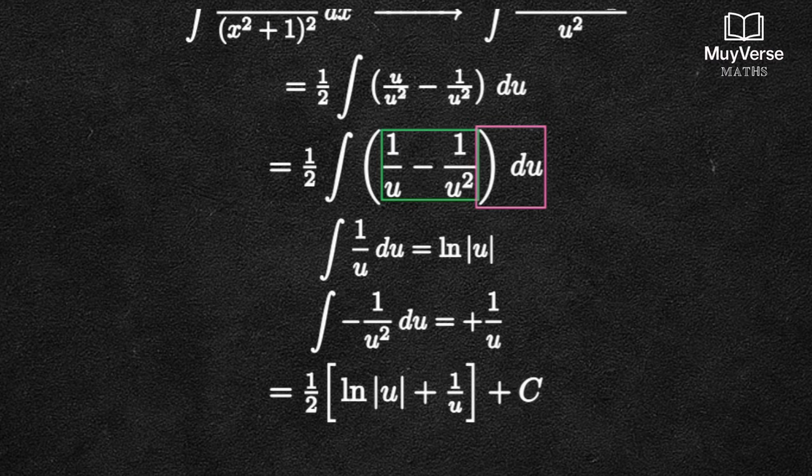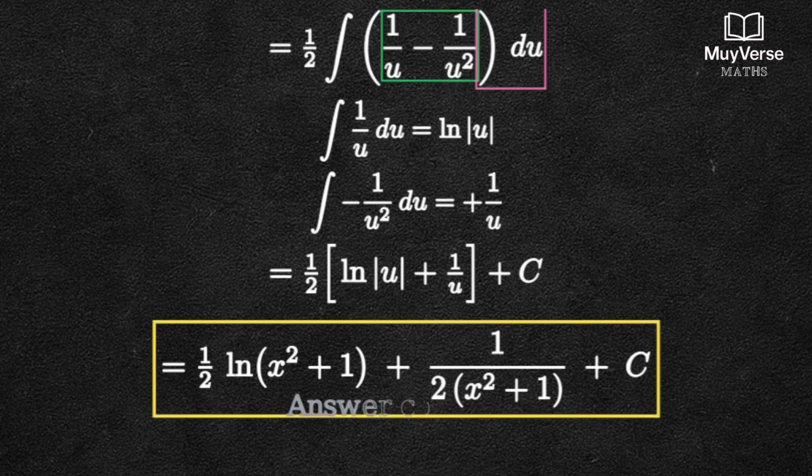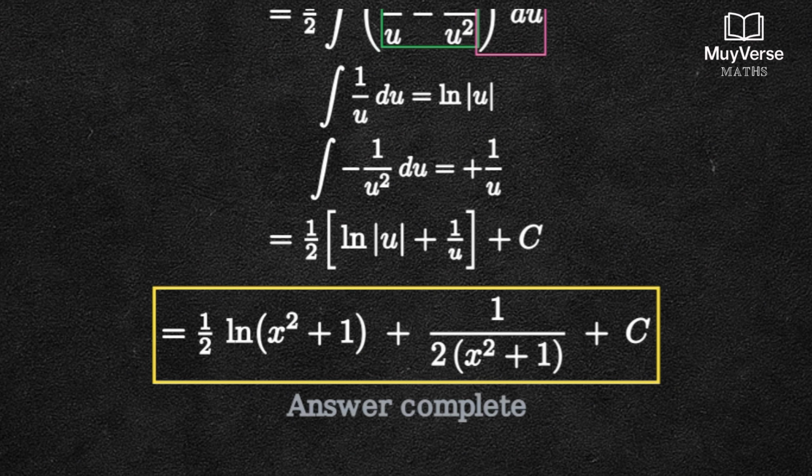Finally, substitute back u equals x squared plus 1. The result is 1/2 times the natural log of x squared plus 1, plus 1 divided by 2 times the quantity x squared plus 1, plus c. That is the complete evaluation, shown with a clear substitution and clean algebra.